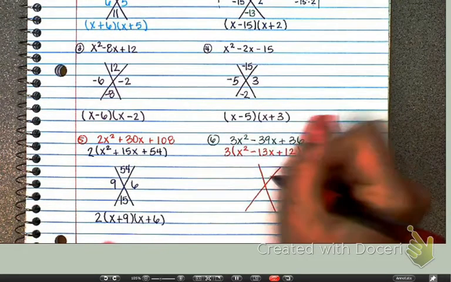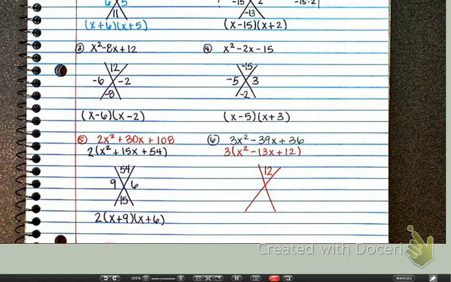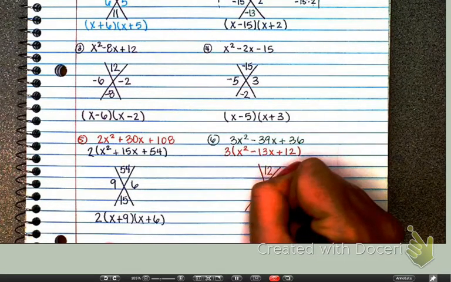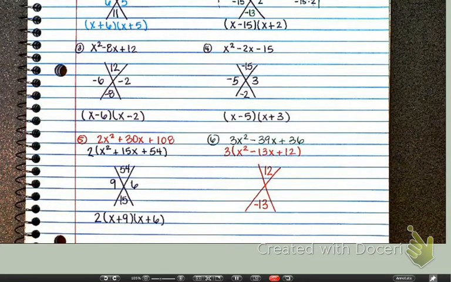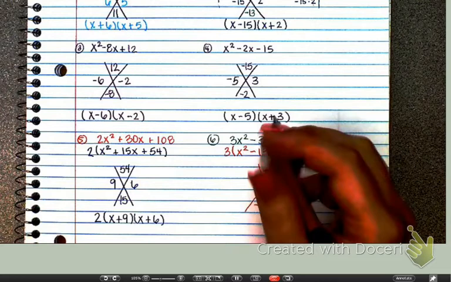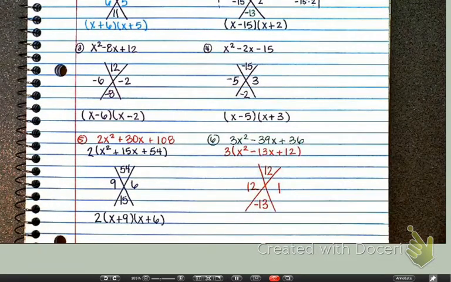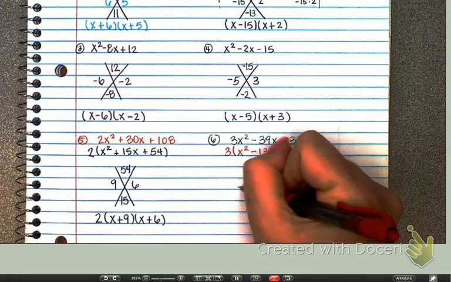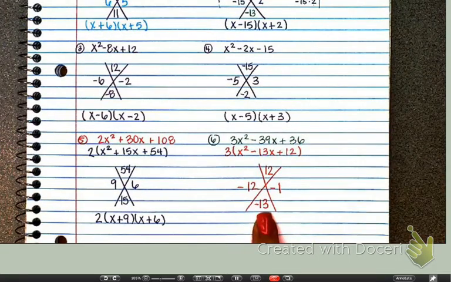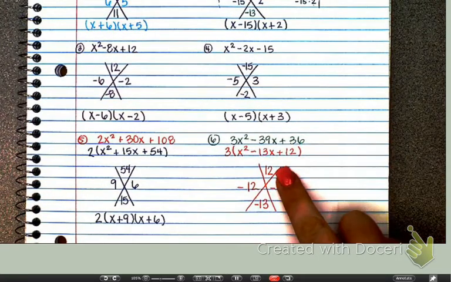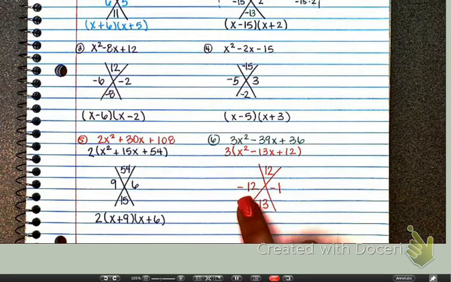Okay. So I'm looking for two numbers that multiply to 12 and add to negative 13. So let's start with my multiples of 12. What two numbers multiply to 12? You guys are ahead of the game. 12 and 1? But I need them to both be negative because I need this to be a negative 13. Negative 12 times negative 1 is a positive 12. Negative 12 minus 1 is negative 13.